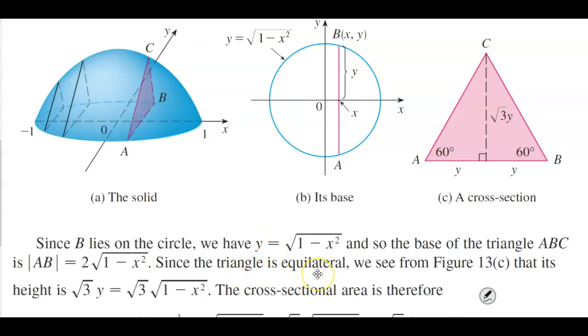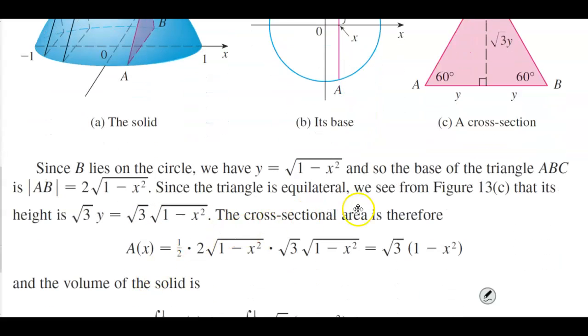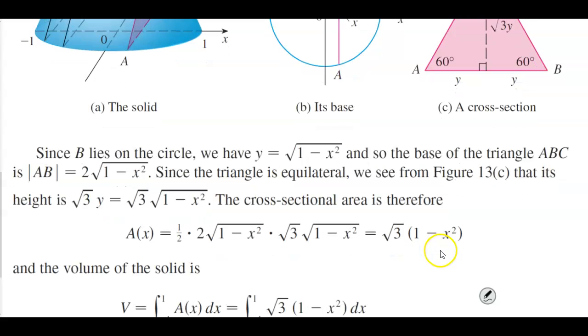Now, since the triangle is equilateral, we see from the figure 13c here that its height is the square root of 3 times y. And we know that y is equal to the square root of 1 minus x squared, multiplying it by the square root of 3. And so the cross-sectional area is therefore the following. The area of the cross-section is 1/2 times 2 times the square root of 1 minus x squared times the square root of 3 times the square root of 1 minus x squared. Multiplying that all out is going to give us the square root of 3 times 1 minus x squared.